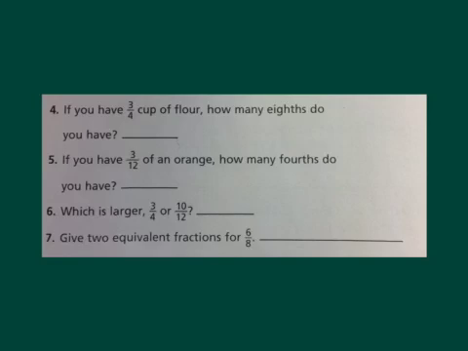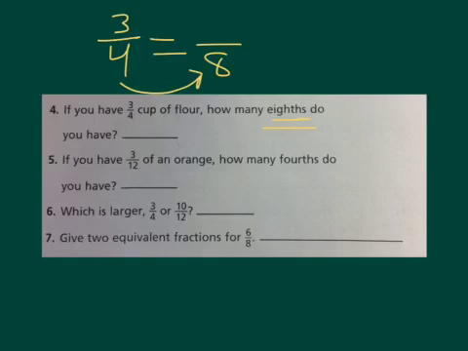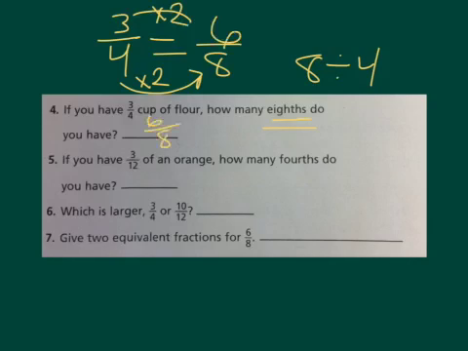So number 4, if we have 3/4, they're asking that's equal to how many eighths? So here's where I say, what did I do to the 4 to get to the 8? Or we could say 8 divided by 4 is what? And I multiply 4 times 2. Whatever I do to the denominator, I need to do to the numerator. So I'm going to multiply the 3 by 2, and I'm going to get 6. So I have 6/8 cup flour.